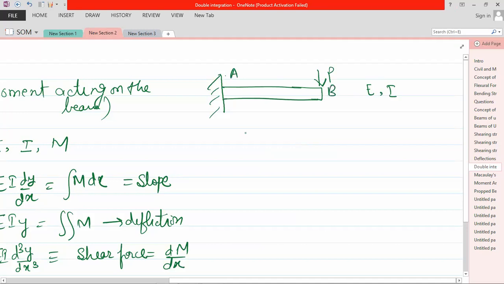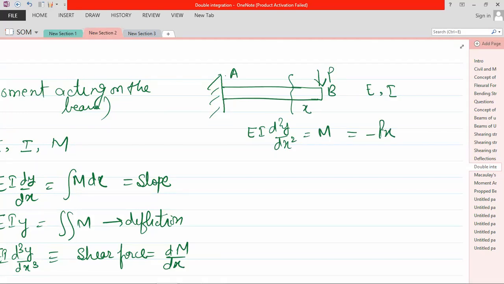Now, applying the double integration method, we know that EI d2y by dx2 is equal to M. Now suppose we take any section at distance x, and what is the moment? Minus P into x, because the load is acting. There is a sign convention; I'm going to show you how that comes.